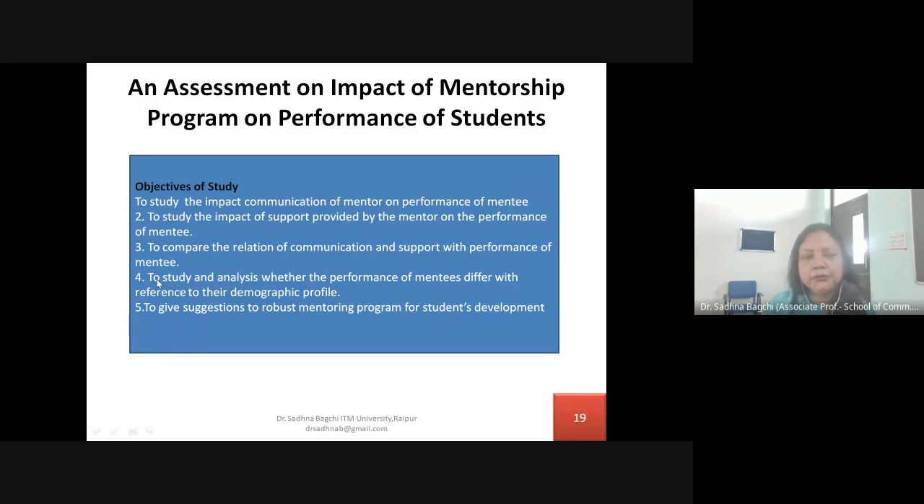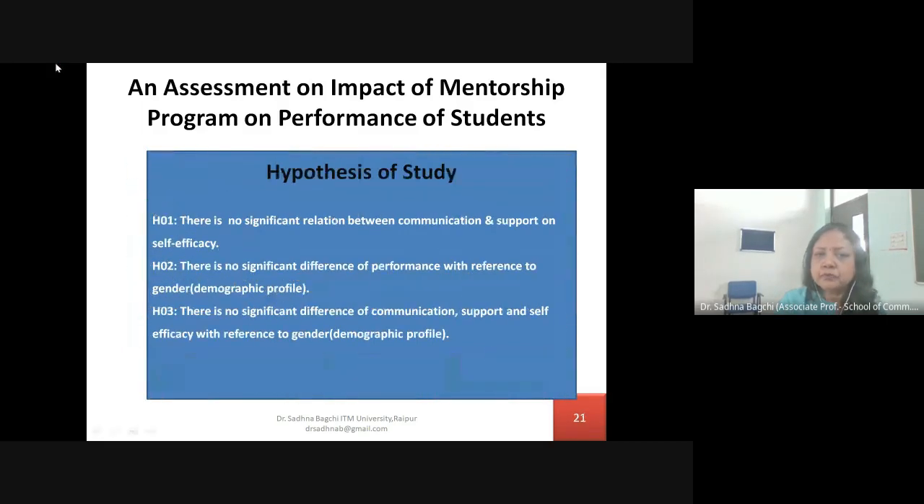That is objective 4: to give suggestions for a robust mentoring program for student development. So these are the objectives. So what am I going to do now? According to that, what will be my hypothesis? Hypothesis 1: there is no significant relation between the communication and support on the self-efficacy. Here, for self-efficacy, I'm taking the scale of performance. Self-efficacy is a ready-made scale available on Google. You can search.